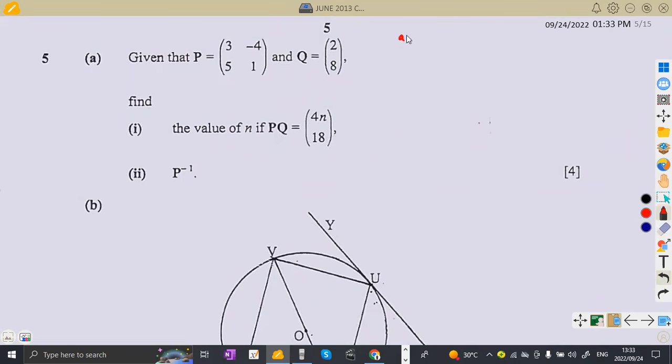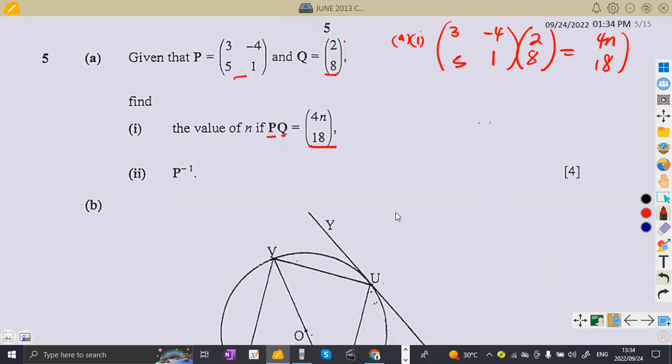So you can just even do it here. Remember matrix multiplication, guys, we're given that if you multiply P and Q, where P is 3, negative 4, 5, 1, like this, to Q, which is 2, 8, we must get this answer, which is equal to 4n, 18, like this.